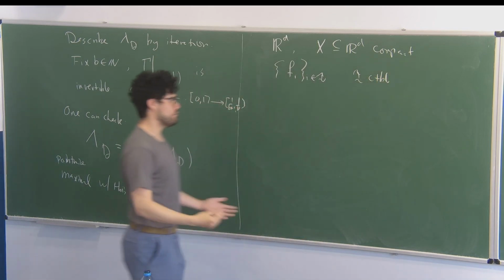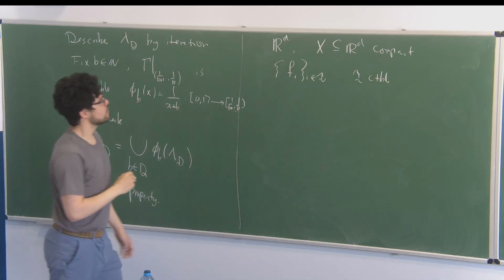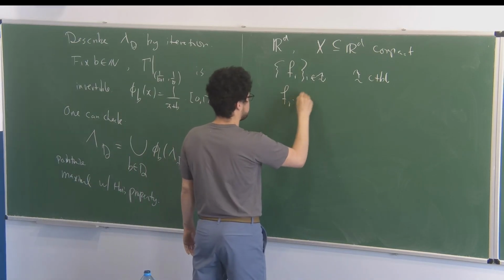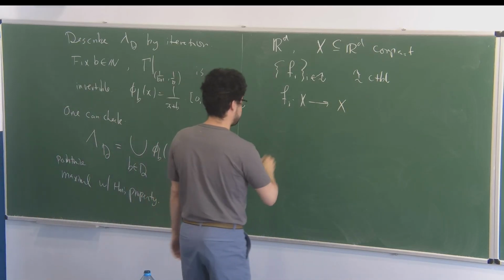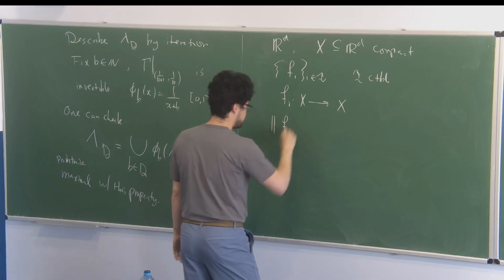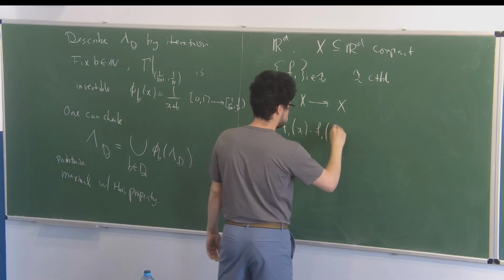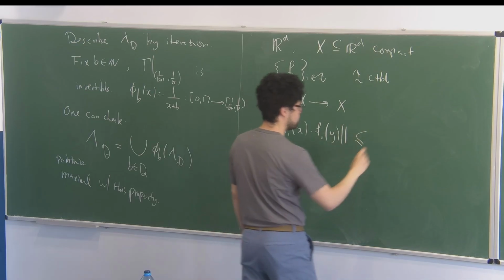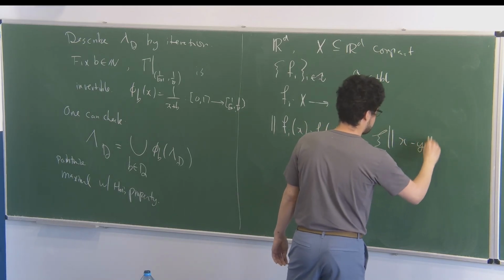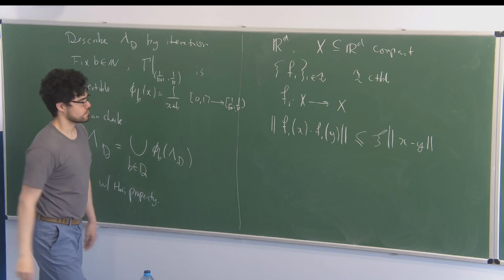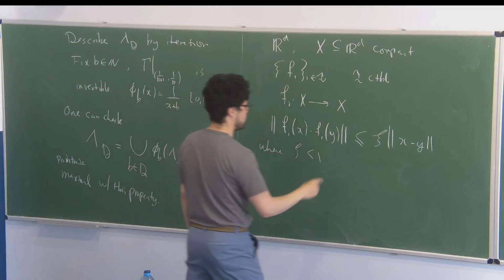By countable, I mean finite or countably infinite, with the most interesting case being when it's countably infinite, where each f sub I is a map which goes from X to itself, and it has the property that it is a contracting map, in the sense that if we look at the distance, let's say the Euclidean distance, between f sub I of X minus f sub I of Y, this is bounded above by some constant xi times the distance between X and Y, where xi is strictly less than 1 and is independent of I.